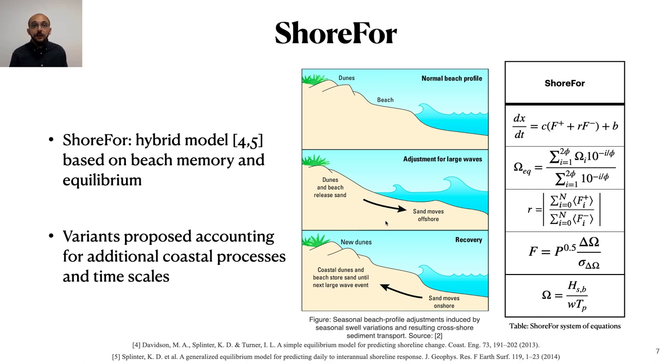we start seeing the effect of smaller scale, or event scale, extreme events on the longer term trends in shoreline behavior and vice versa. The way that ShoreFor models beach memory can be seen here in the omega equilibrium equation. The equilibrium state at a given point in time in ShoreFor is calculated as a weighted average of this omega term within a time window of 2 phi days, where phi is a calibrated parameter. Going back to omega, it can be thought of as a rate of sedimentation, and it's a function of the wave height, wave period, and the sediment grain settling velocity.